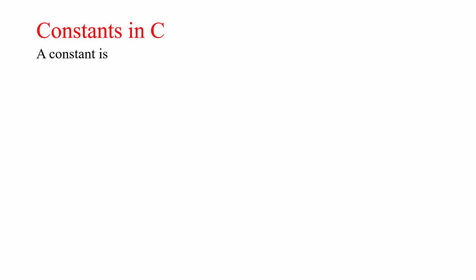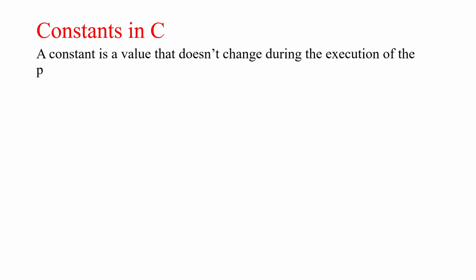A constant is a value that doesn't change during the execution of a program. It stays fixed like a rule of the program universe.